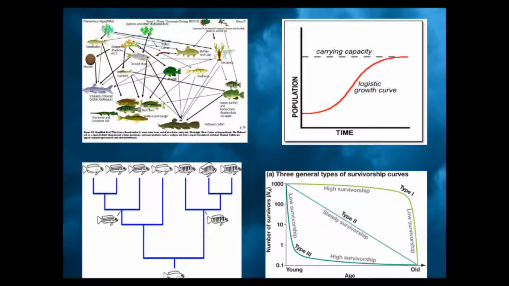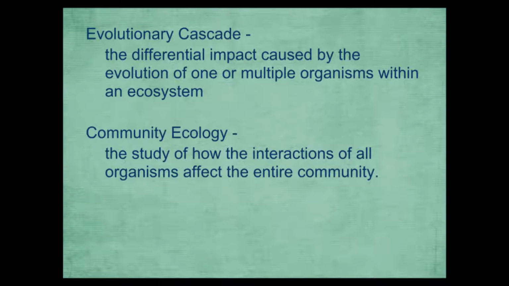Ecosystem function and evolutionary cascade ties into what we have been learning in class so far: community ecology, ecosystem dynamics, speciation, and life cycles. Evolutionary cascade describes the differential impact caused by the evolution of one or multiple organisms within an ecosystem, which correlates to community ecology. Community ecology is the study of how the interactions of all organisms affect the entire community.